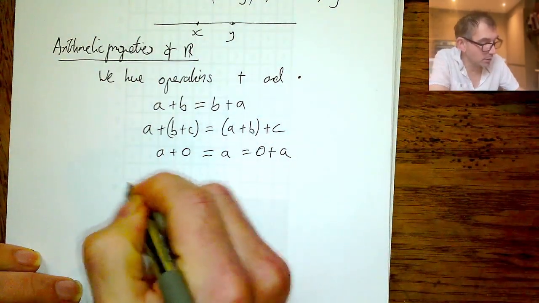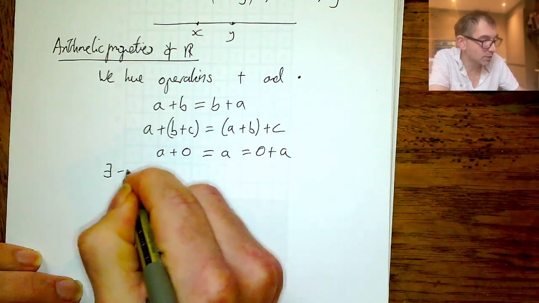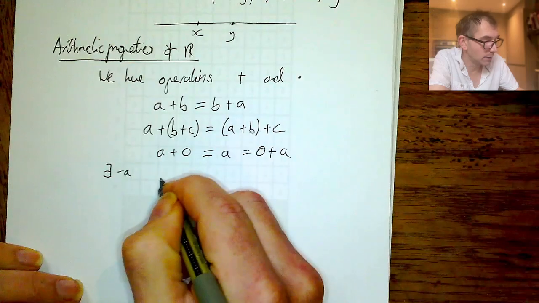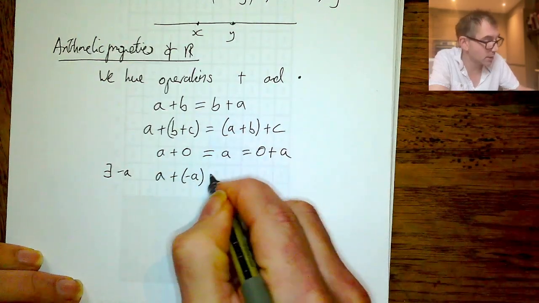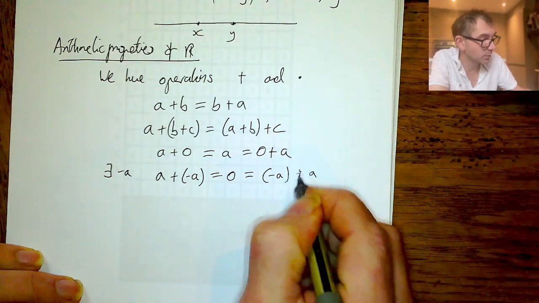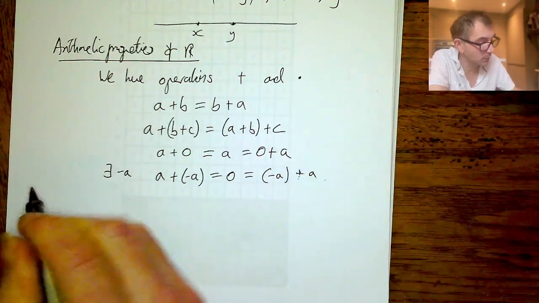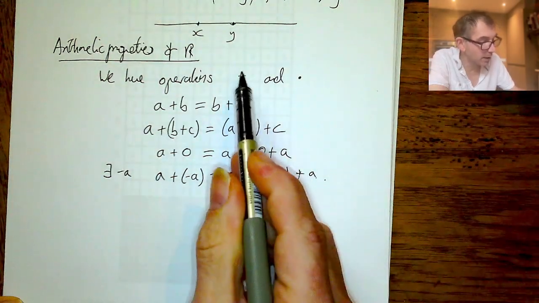And you can find a number. So there exists some minus A. And what does it do? Well, if you add A to minus A, you get 0. And it doesn't matter, of course, which way around you do that. Okay. And then that's all we want to say about plus.